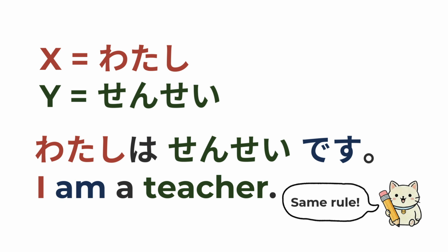How about another example? Let's try. 先生, which means teacher. The sentence structure is exactly the same. Let's say it together. 私は先生です。 See, it's the same rule.